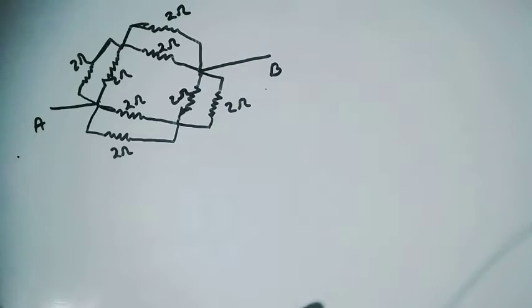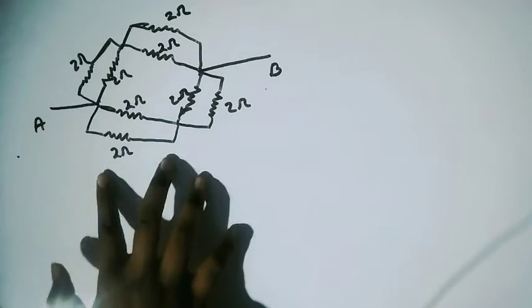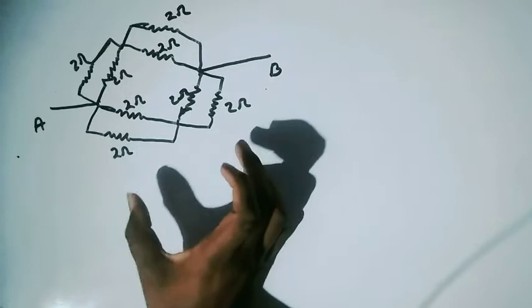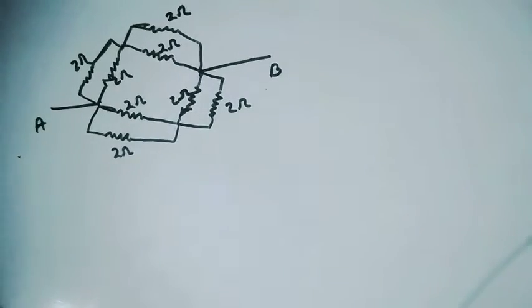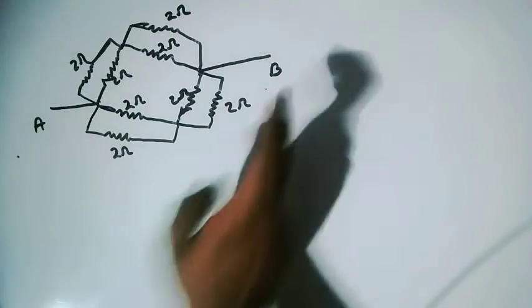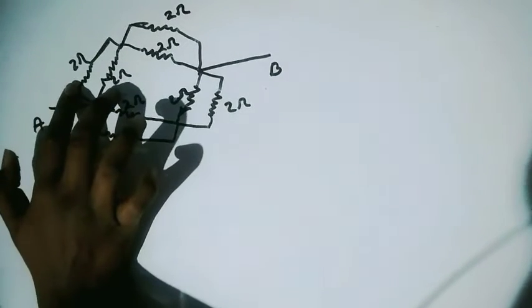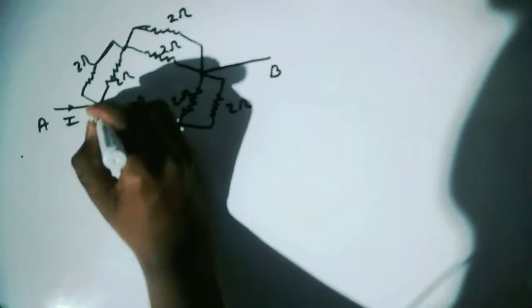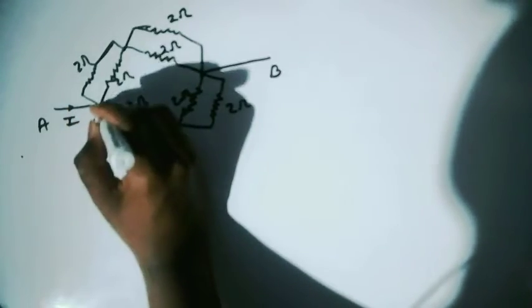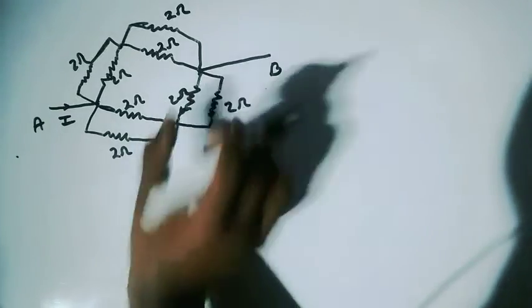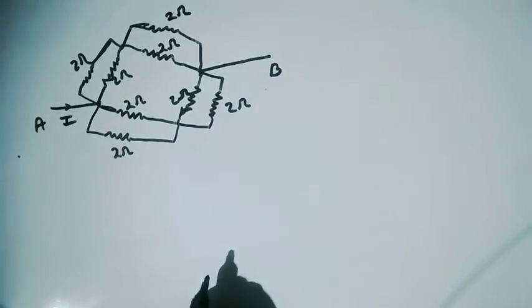In the next question we have these resistors, and all of them have a resistance of 2 ohm, and we need to find the equivalent resistance between A and B. See, these two are connected in parallel, because if current I flows through here, then I1 will go through here and I2 will go through here. Similarly, these two are also in parallel, these two are also in parallel, and these two are also in parallel.